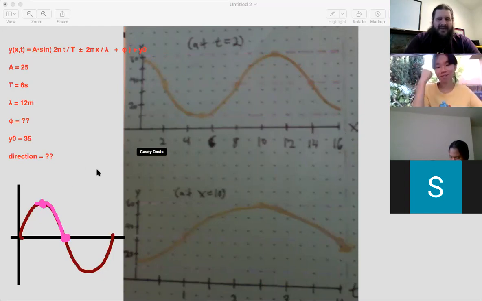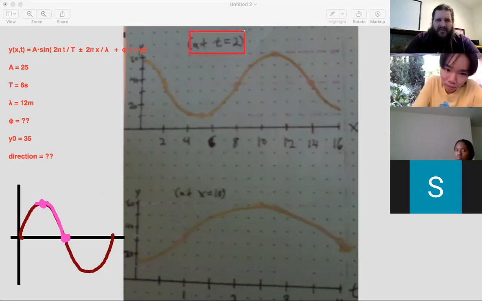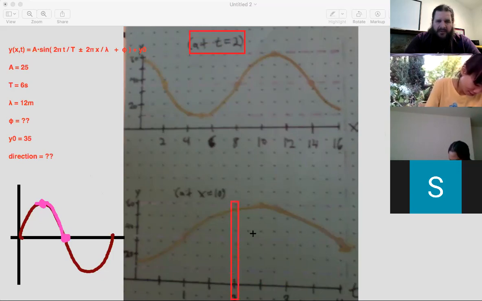And what is that instant in time? 2 seconds? Yeah, this whole graph represents 2 seconds, but all positions. So what we want to do is find that time on the time graph. So 2 seconds on the time graph looks like it's right there. So that's 2 seconds.